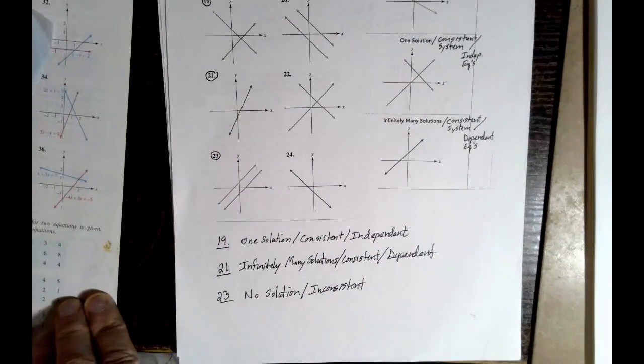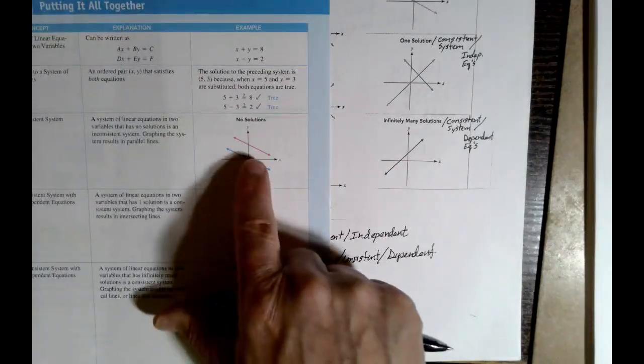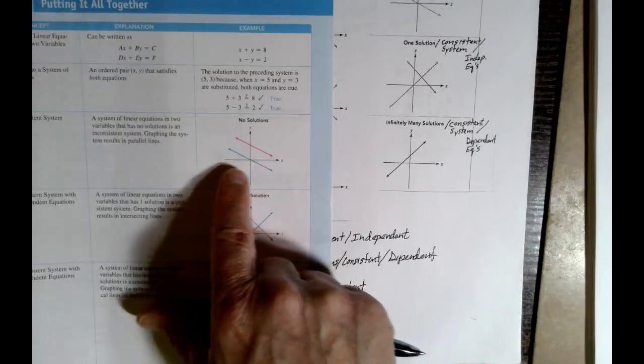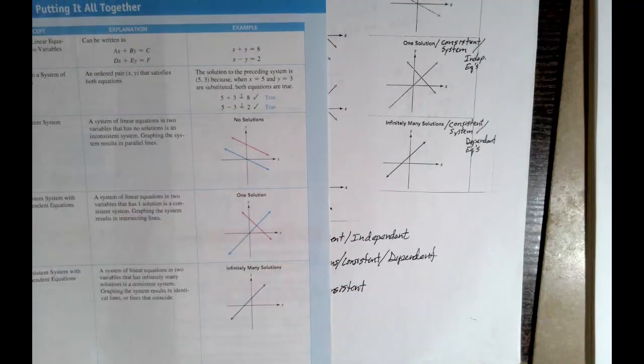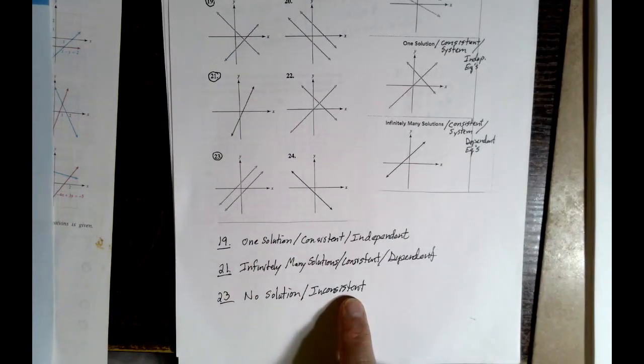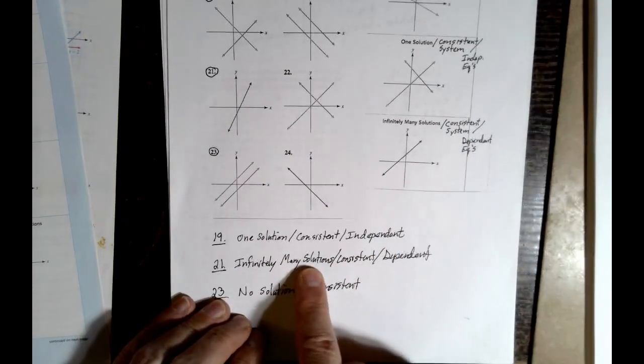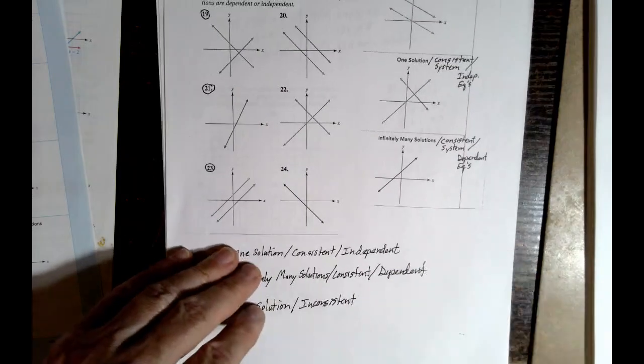Now remember what I said before, if you refer back to your chart here, no solution is inconsistent, and one solution is consistent and independent. The other one that has infinitely many solutions is consistent and dependent. That's 19, 21, 23.